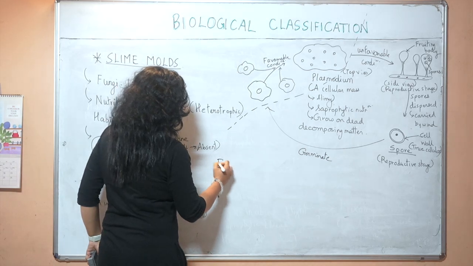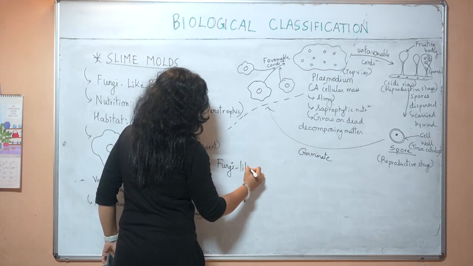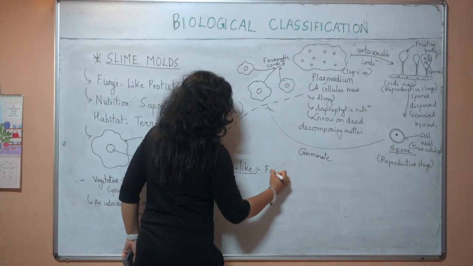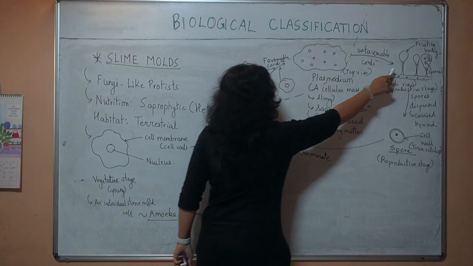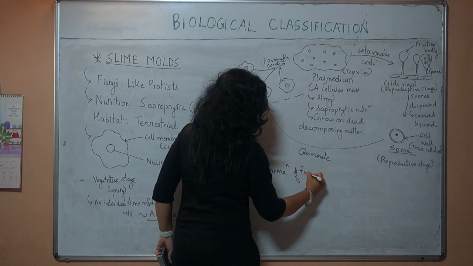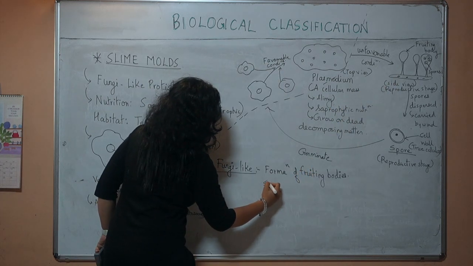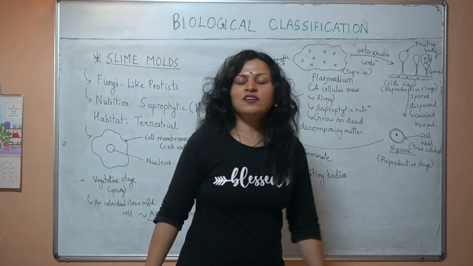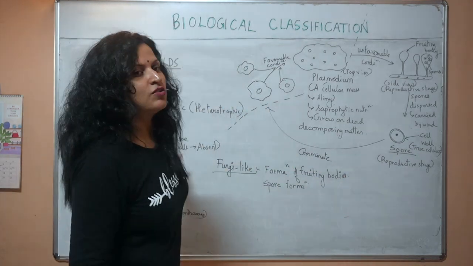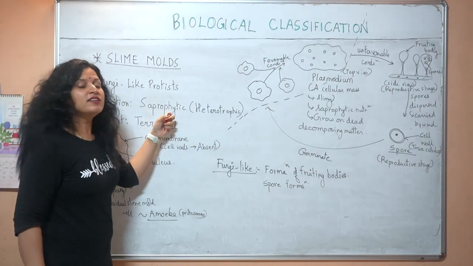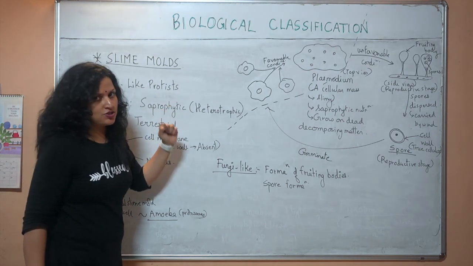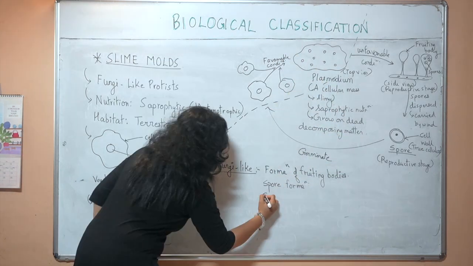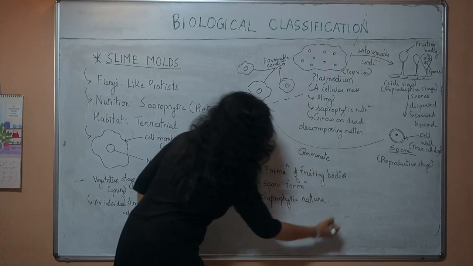Now what are the fungi-like characters that it shows here? I told you that they are fungi-like. What are the fungi-like features that they show? Formation of fruiting bodies is a fungi-like character. Apart from that, spore formation is also a fungi-like feature. Any other fungi-like feature you have encountered throughout this information? Saprophytic nature is a fungi-like feature. Fungi are all heterotrophic, saprophytic in nature.